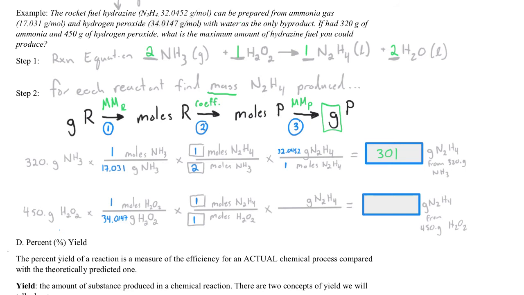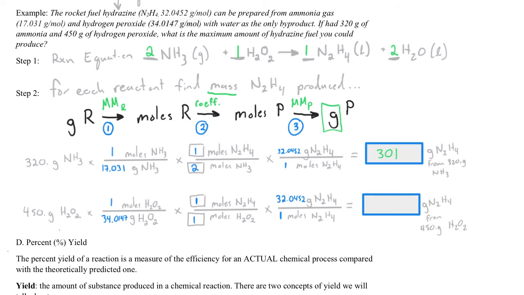Let's go to the third step. Here we're converting from moles of hydrazine into grams of hydrazine. So again, we need to use the molar mass here. The molar mass is given to us in the problem. We have 32.0452 grams of hydrazine for every mole of hydrazine.